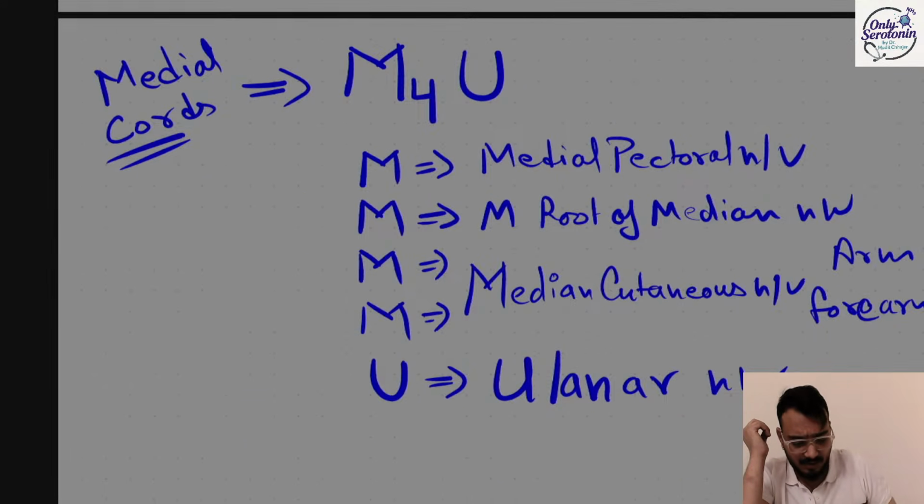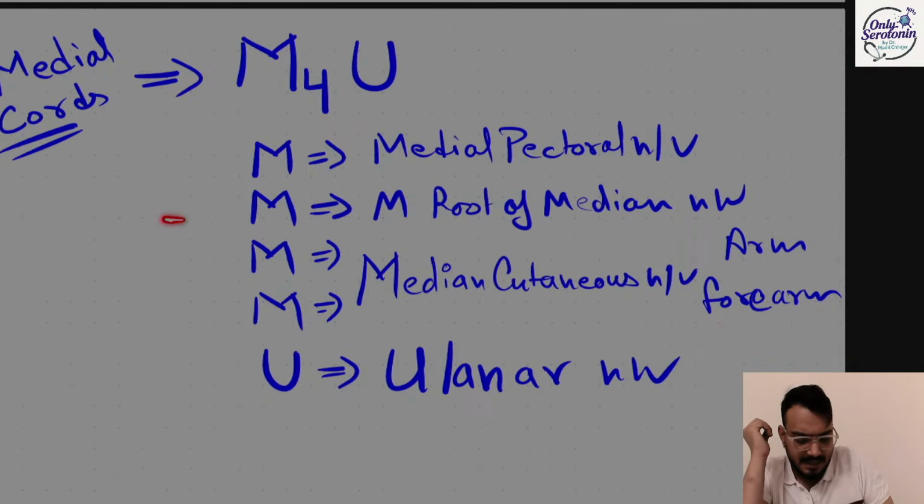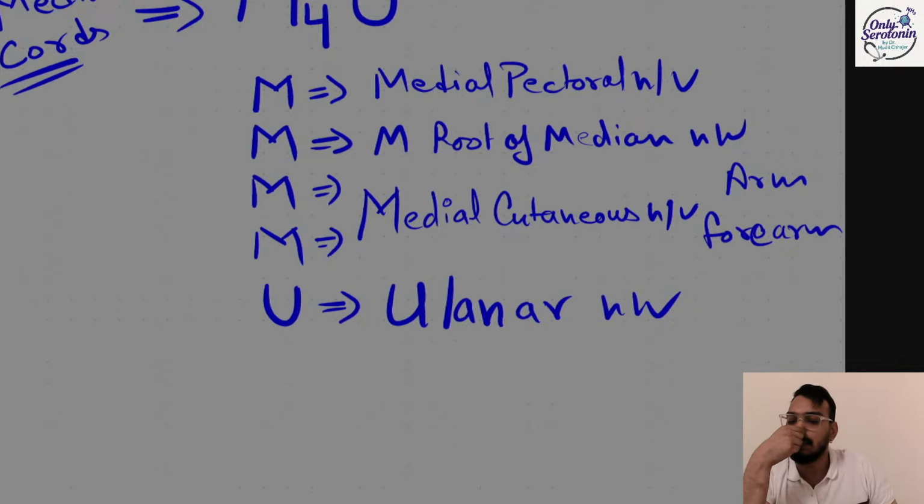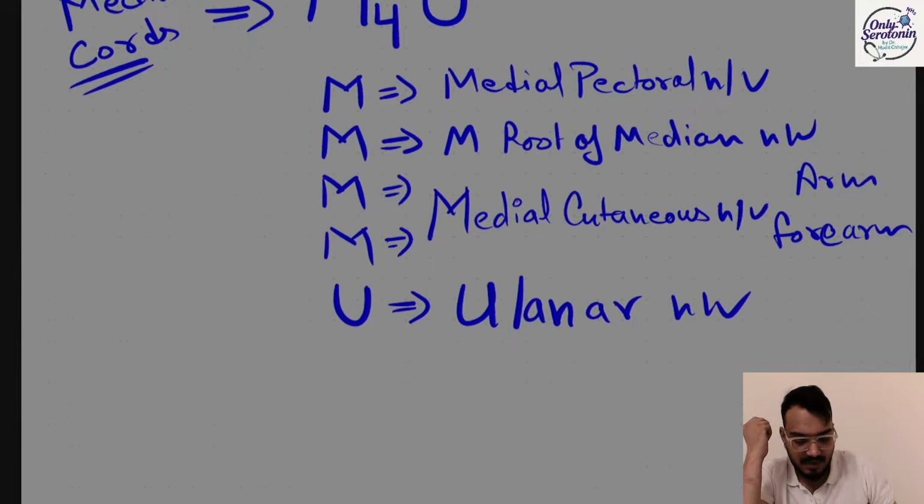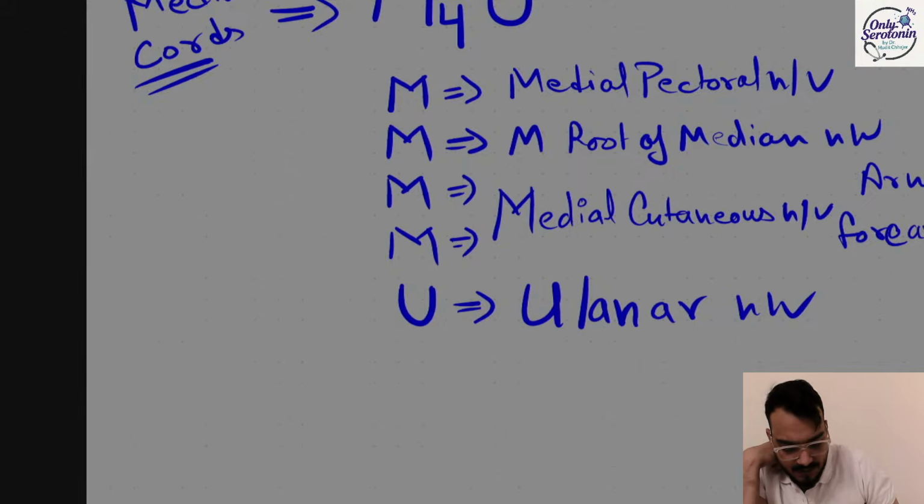Then we are having medial cords. First M is what, guys? First M is medial pectoral nerve. Second is medial root of median nerve. Third and fourth are what, guys? They are medial cutaneous nerve of arm and forearm. And the last one is the ulnar nerve. What about the root values, guys?